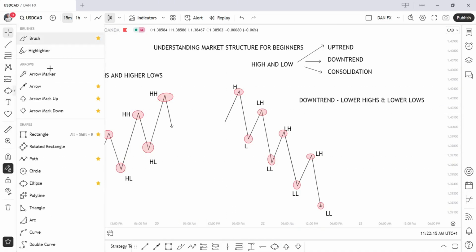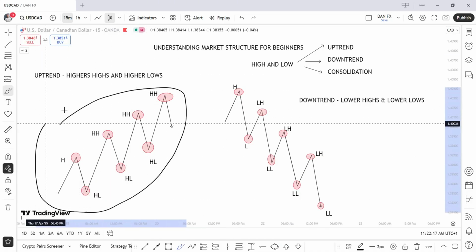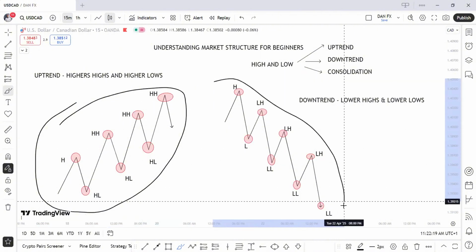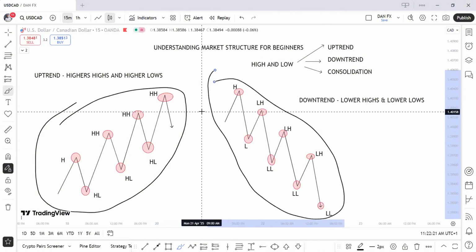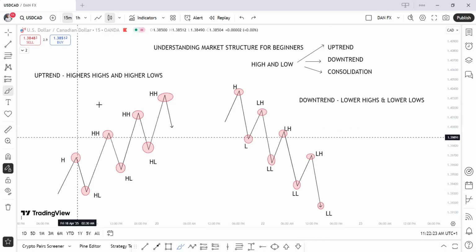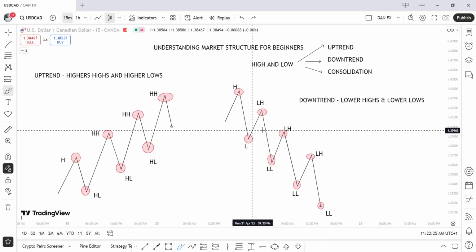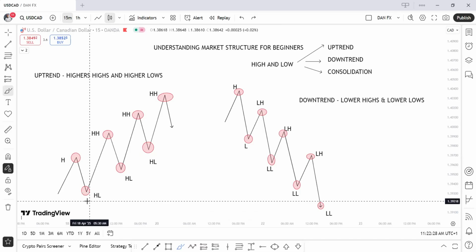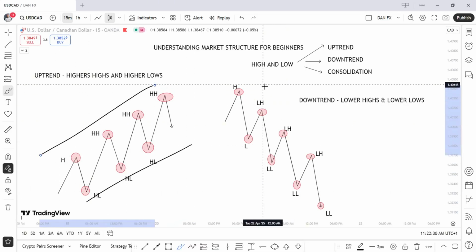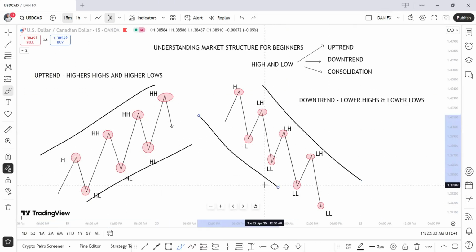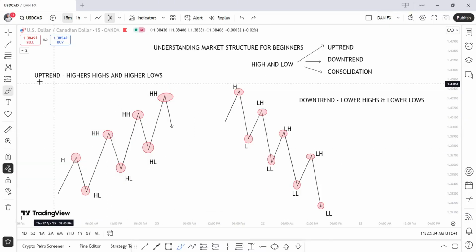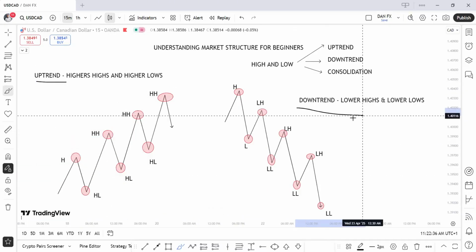So this is an uptrend here, and this is a downtrend here. They're the opposite of each other. An uptrend looks like higher highs and higher lows. A downtrend consists of lower highs and lower lows. So you can see overall the market is going up here, and overall here the market is going down. Now we know what an uptrend looks like and what a downtrend looks like.